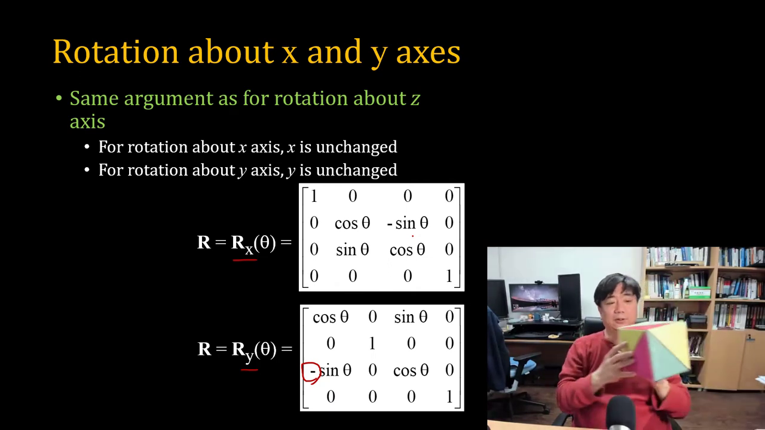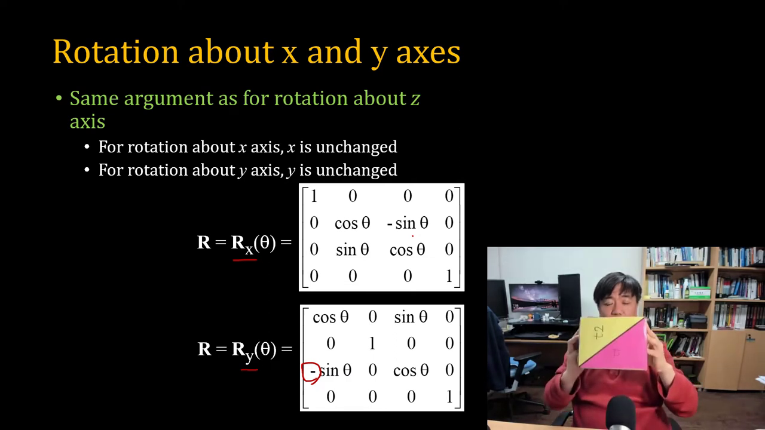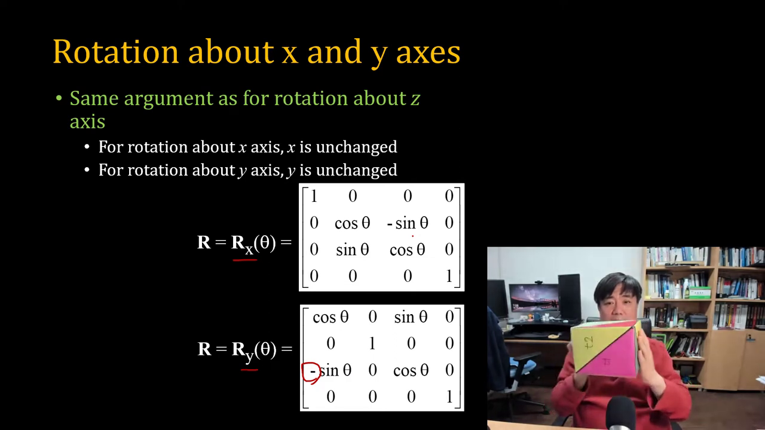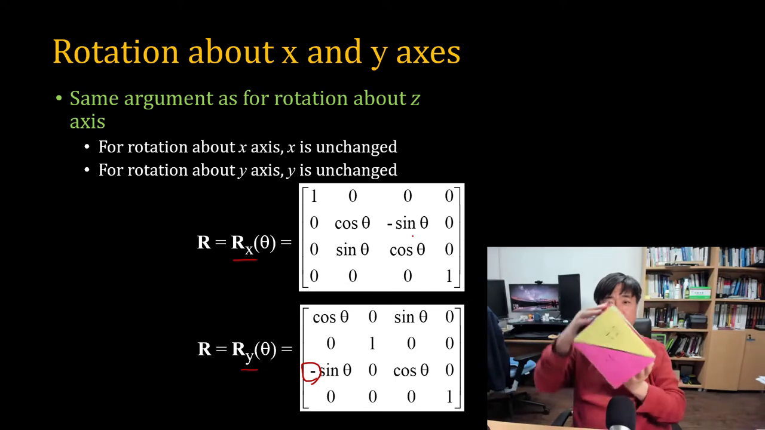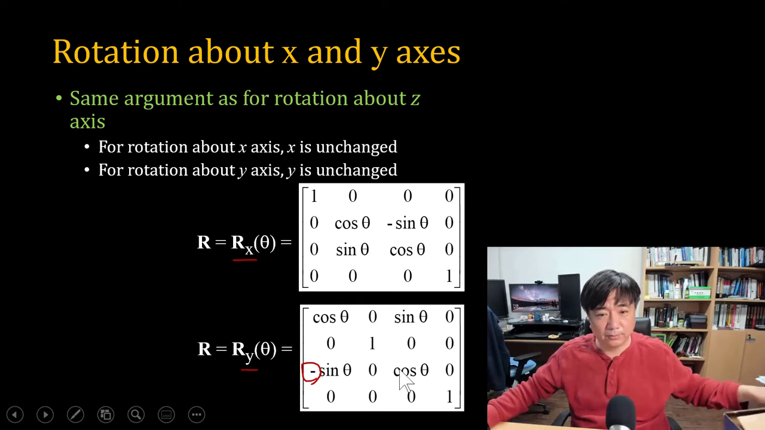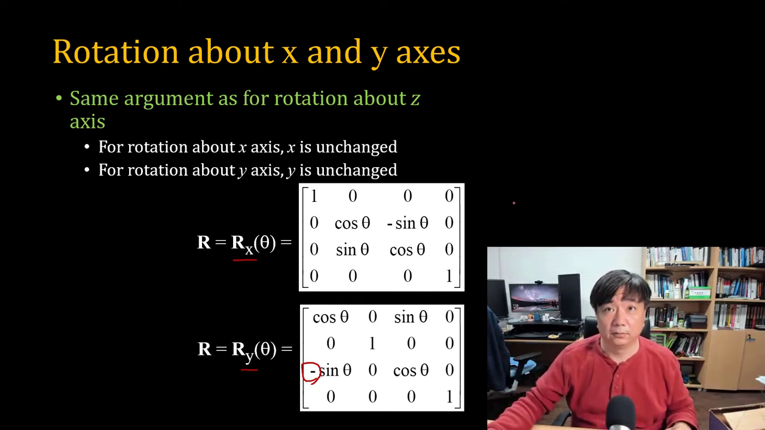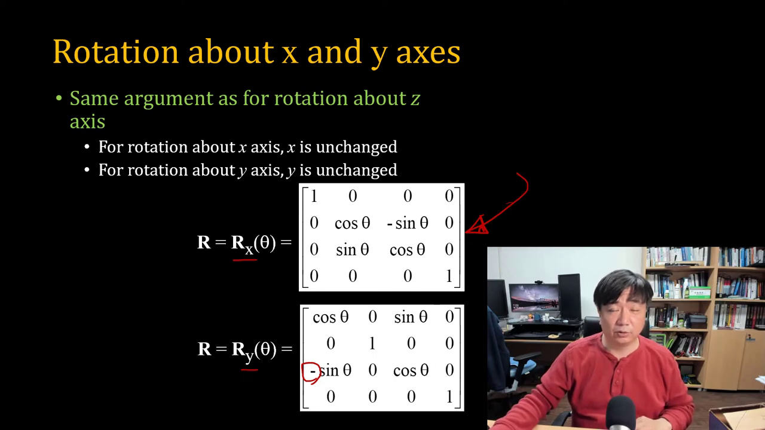I'll show you, if the shape is like that, the x rotation is like this, the y rotation is like this, the z rotation is like this, okay? So the matrix is, so the rotation about the x axis is some matrix. So you can see you can use this matrix for rotation. Okay.